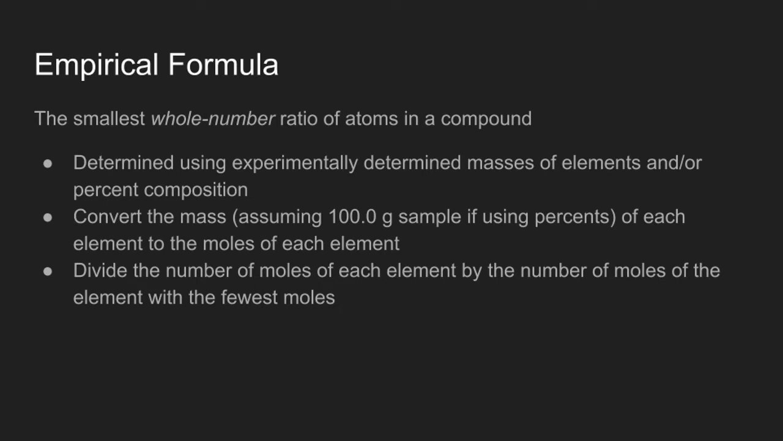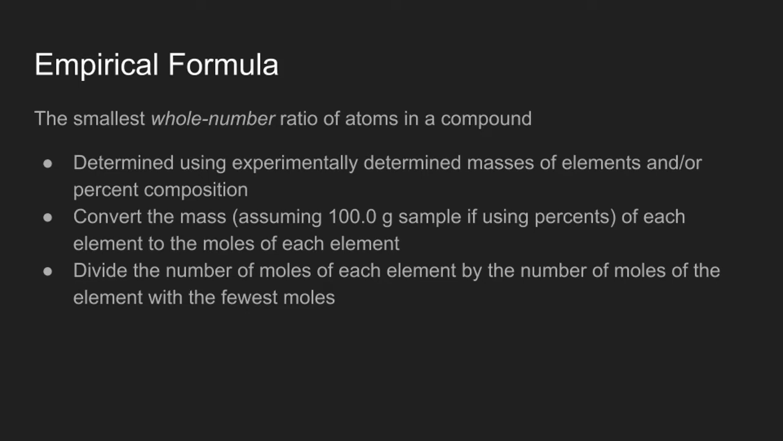The empirical formula is the smallest whole number ratio of the elements in a compound, and it may not be the same as the molecular formula. For a molecule like water, H2O, the empirical formula and the molecular formula are the same. But for a molecule like hydrogen peroxide, H2O2, the empirical formula is HO, the simplest whole number ratio.